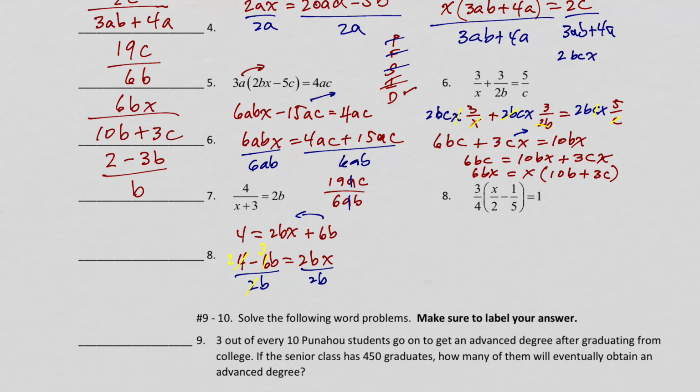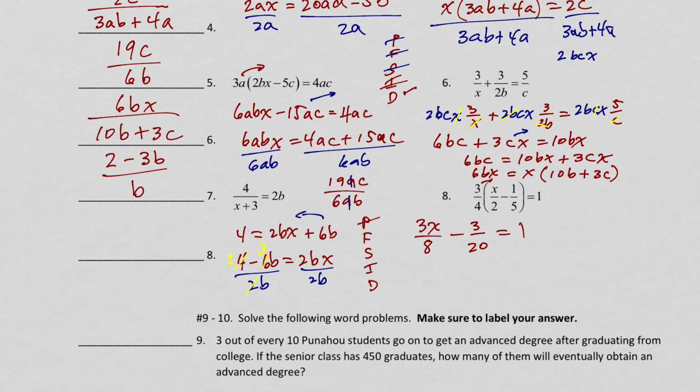Okay, in this problem, I'm going to write a little roadmap. Parentheses, fractions, simplify, isolate, divide. I'm going to get rid of the parentheses by distributing this. When I multiply this times this, I multiply across the tops and across the bottoms. 4 times 2 is 8. Minus, when I multiply this times this, I multiply across the top and across the bottom. Equals 1. So now I got rid of the parentheses.